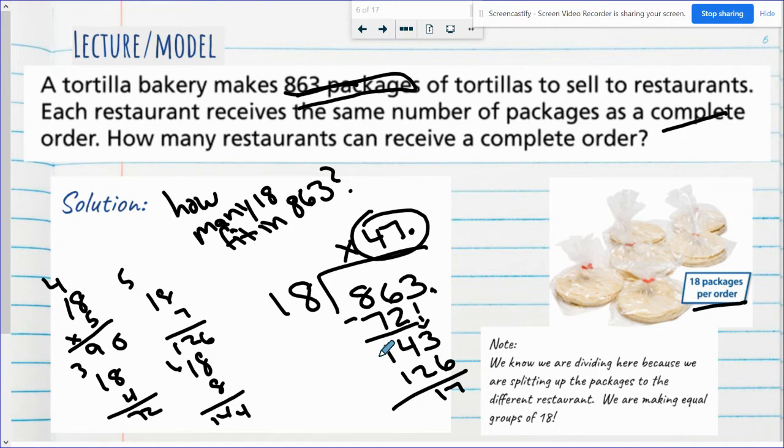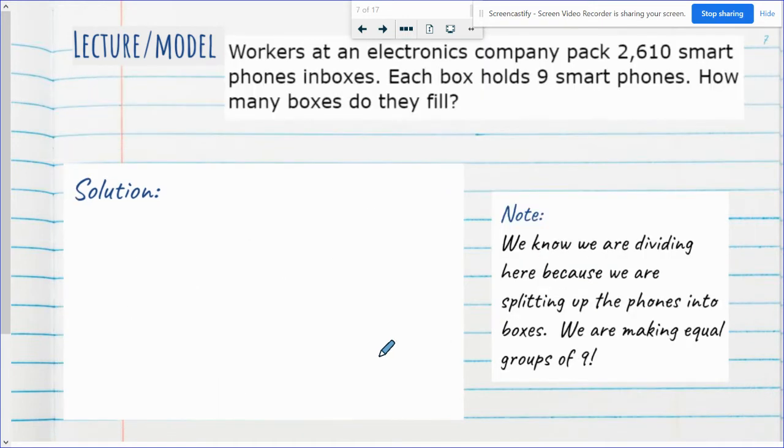All right, let's keep going. Workers at an electronic company pack 2,610 phones in boxes. Each box holds 9 smartphones. How many boxes do they fill? So we need to split up that 2,610 phones, and we're going to divide it into groups of 9. We're going to figure out how many 9s can fit into 2,610.